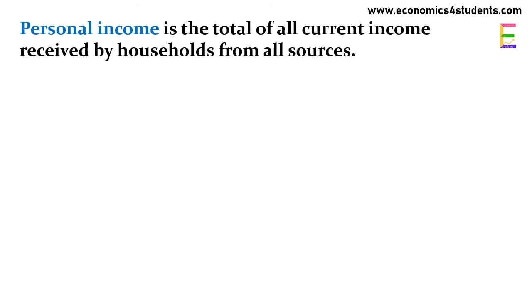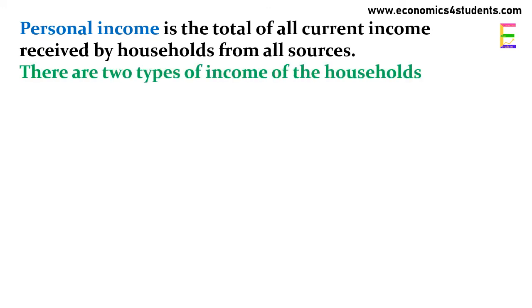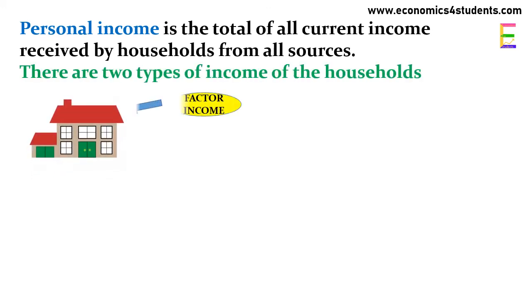Personal income. Personal income is the total of all current income received by households from all sources. Personal income is the income actually received by the households in the form of factor income and transfer income.